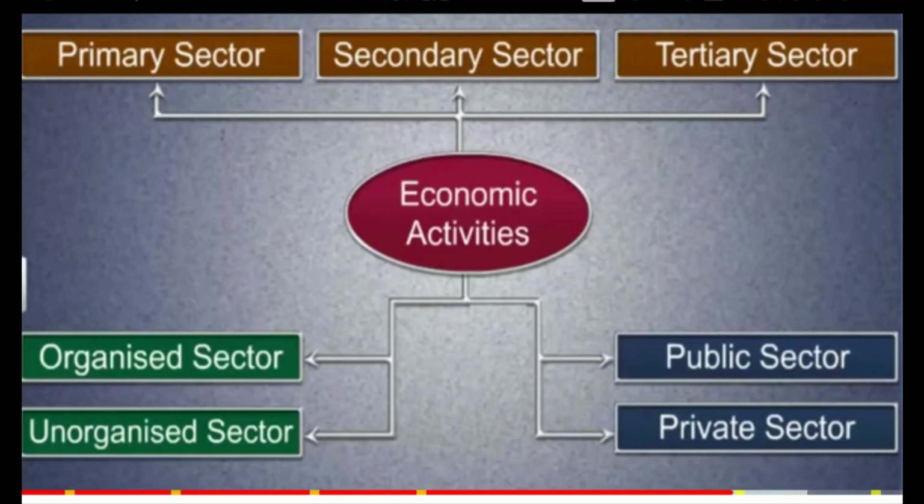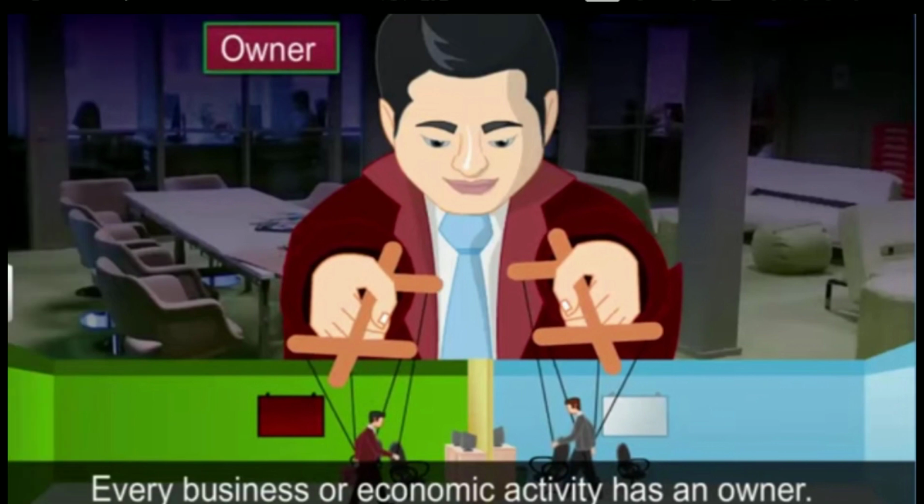In the previous class, you have already studied the classification of economic activities into primary, secondary and tertiary sector, and also about organized and unorganized sector. Now, economic activities can be classified in another way into public and private sector.